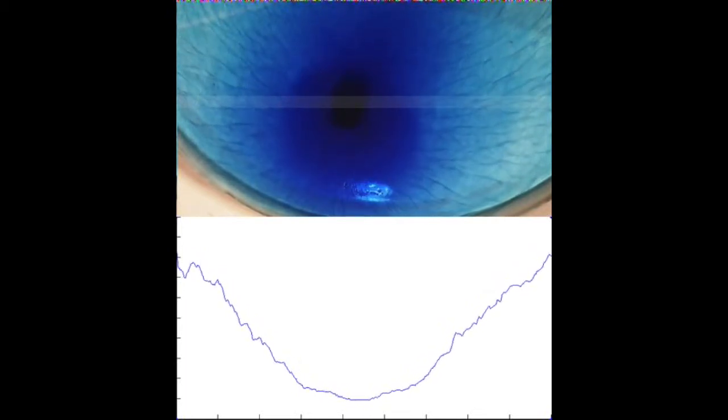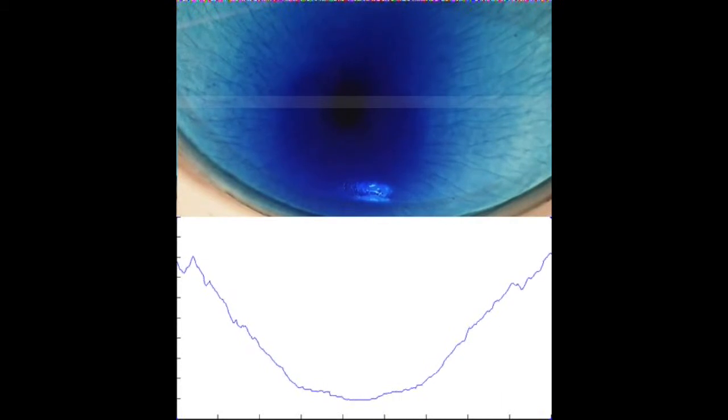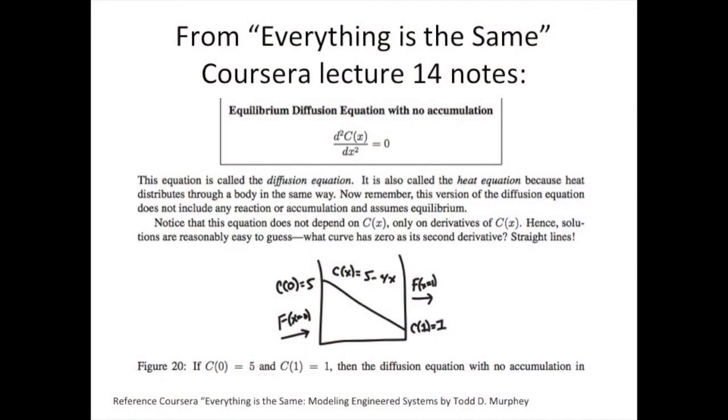And if we look at the course notes from lecture 14, the diffusion equation with no accumulation shows a straight line when we have flux coming into one side of the container. So although I didn't get the accumulation that I was expecting when I used the colored food dyes, I did have a pretty solid demonstration of equilibrium flux.